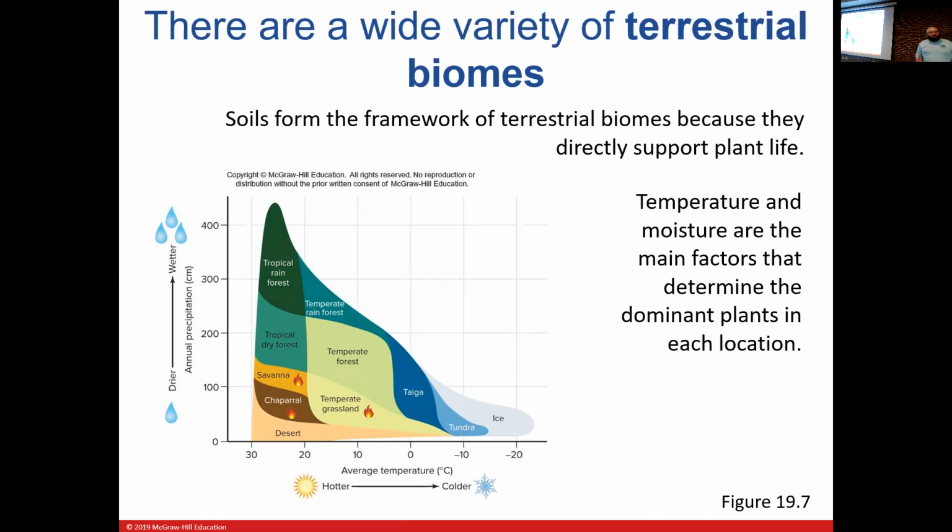And again, there are a wide variety of these terrestrial biomes. And all of it has to do with the soils, the water, all that kind of fun stuff that factors into what an organism can live in that particular environment.